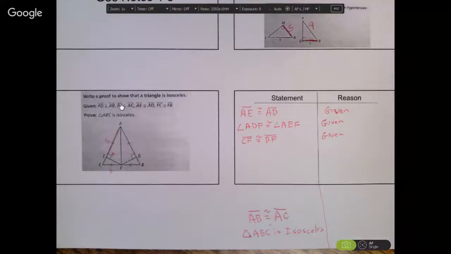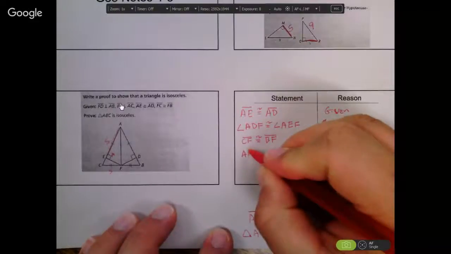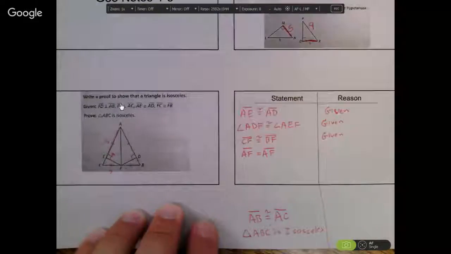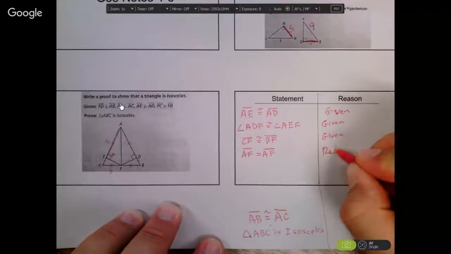AF is equal to AF reflexively. AF is congruent to AF. This is the thing that just screwed me up. Why do we have to put that?